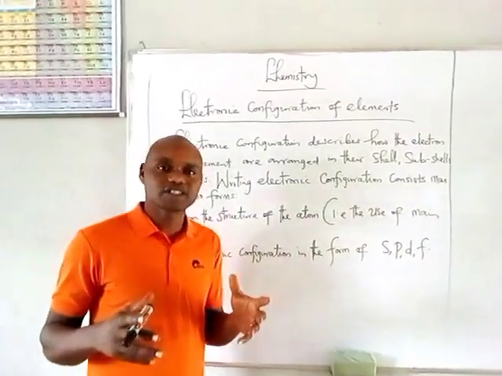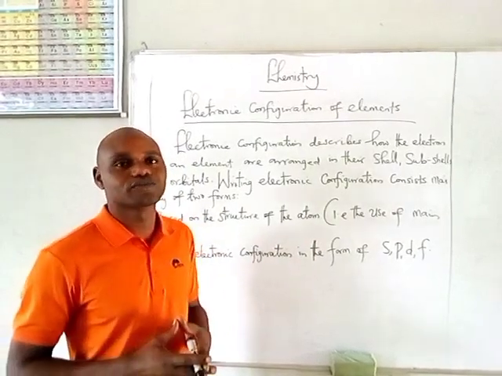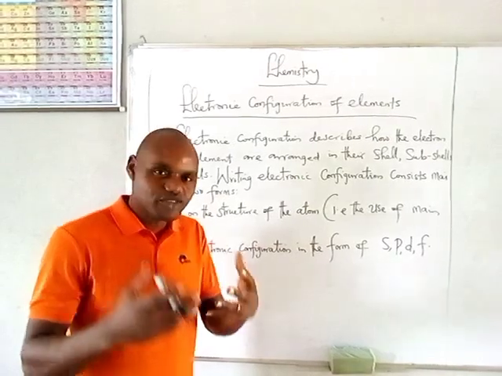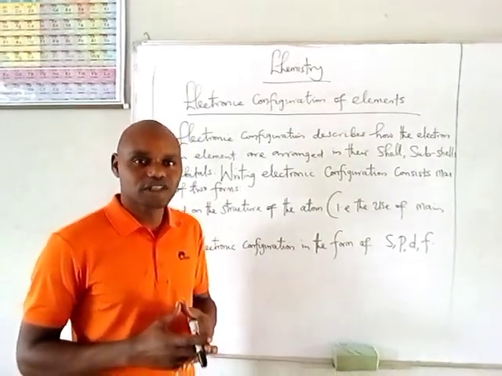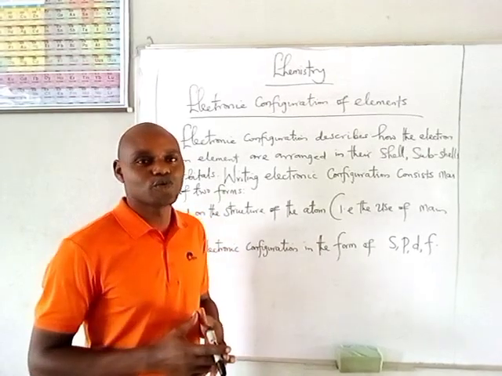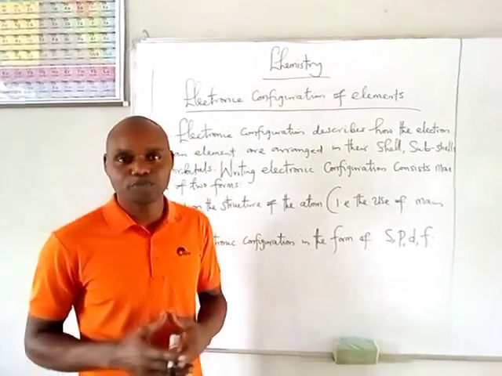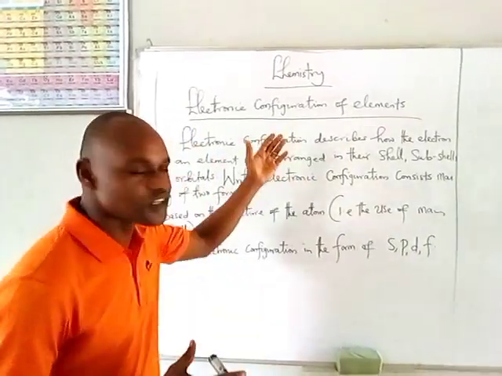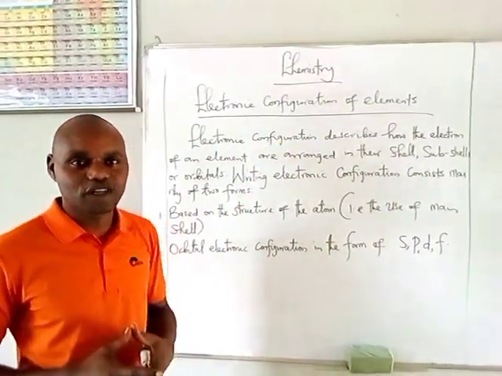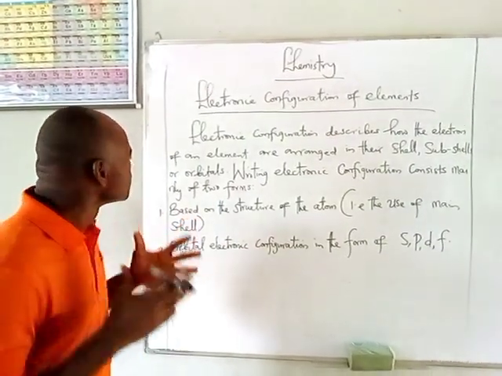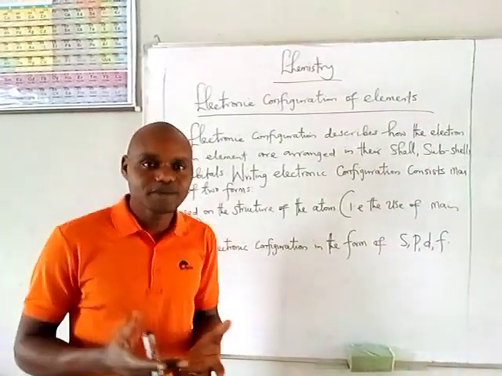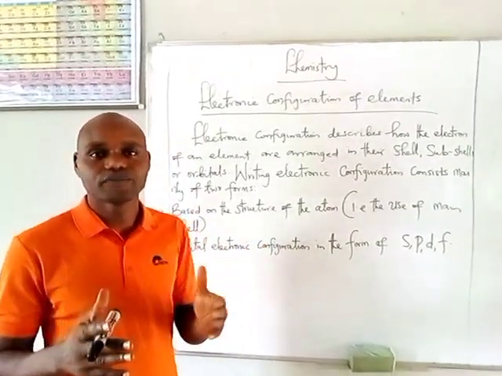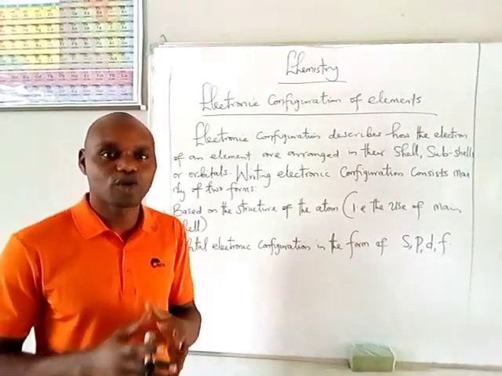Today we want to talk about electronic configuration. This topic, no doubt, interests chemistry students. That is why we deem it fit to discuss this topic today. So just like I said, once again, the topic is electronic configuration of elements. Electronic configuration describes how the electrons of an element are arranged in their shell, subshell, or orbital.